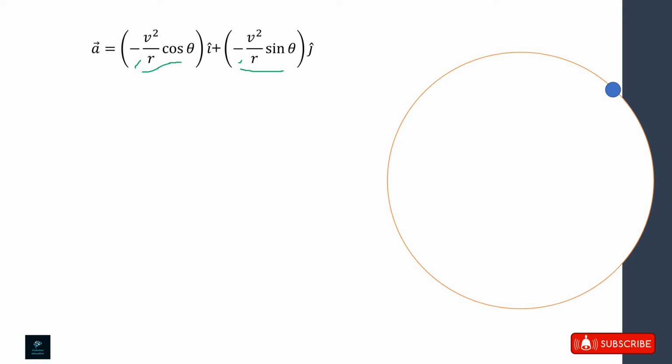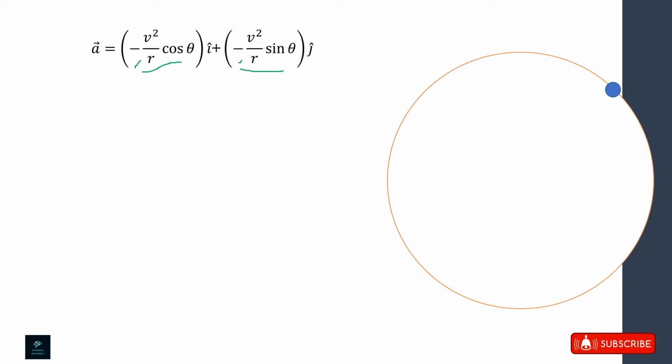Okay, so now we have obtained the acceleration vector as a equal to minus v square by r cos theta i plus minus v square by r sin theta j. This is the x component of acceleration and this is the y component of acceleration. The negative sign indicates that both are directed radially inwards.